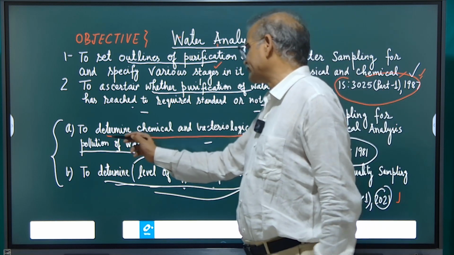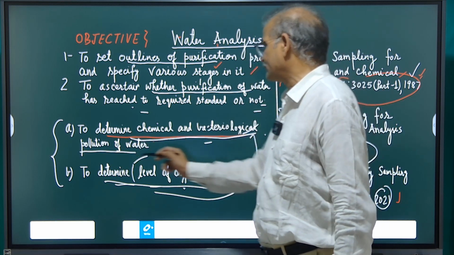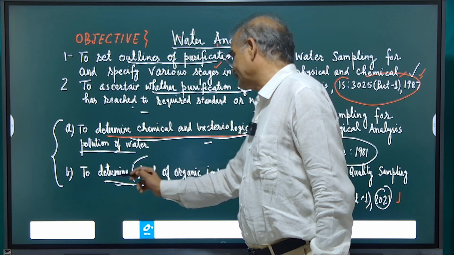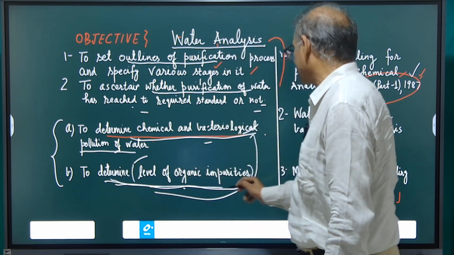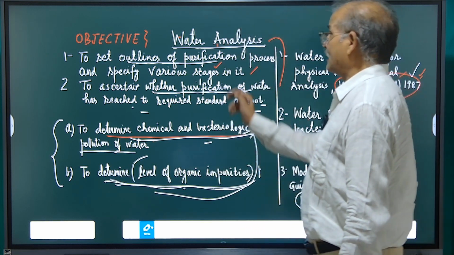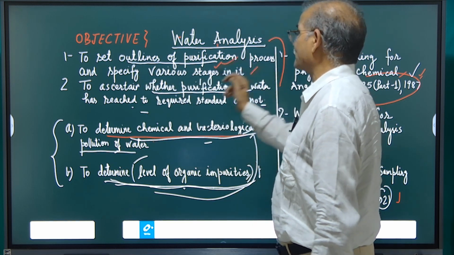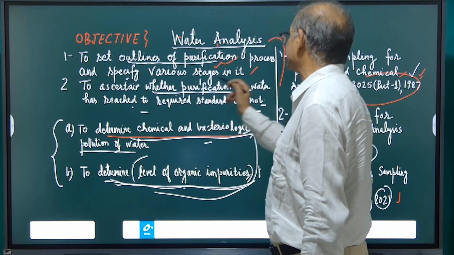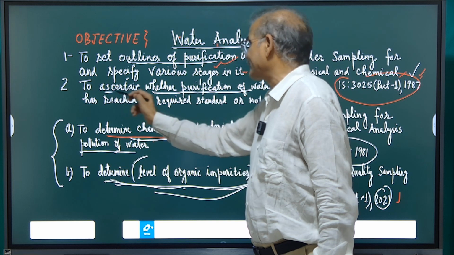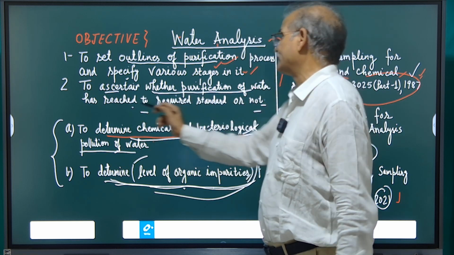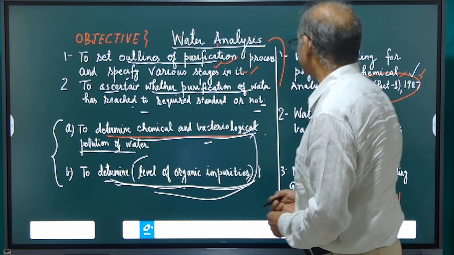Analysis is done to determine chemical and bacteriological pollution of water, and it is also done to determine the level of organic impurities present in it. Water analysis also outlines the purification process and specifies various stages in it. It ascertains whether purification of water has reached the required standard or not.